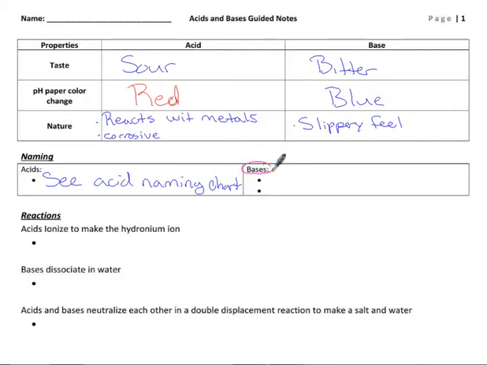Naming bases is a little bit easier. For bases, you do a cation and the hydroxide ion. So for example, sodium ion, that's a cation, and here's our hydroxide, OH, and that's going to give you sodium hydroxide. So that's how you do the formula and the naming, just the cation plus hydroxide. So if you see this OH, you're thinking base, not acid. An exception for your bases is ammonia, which is NH3.